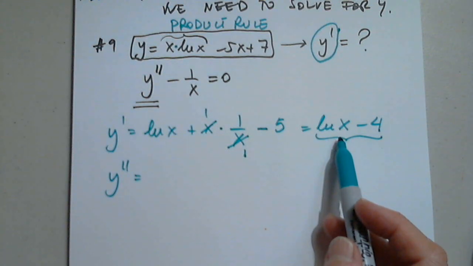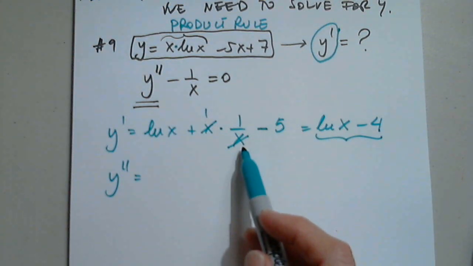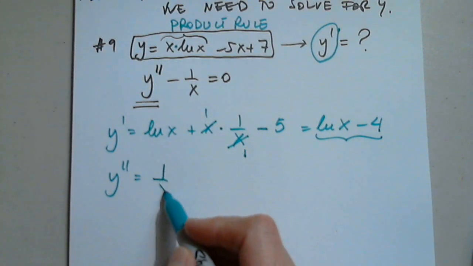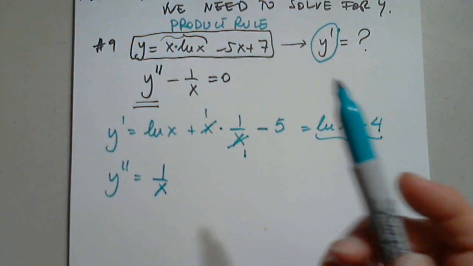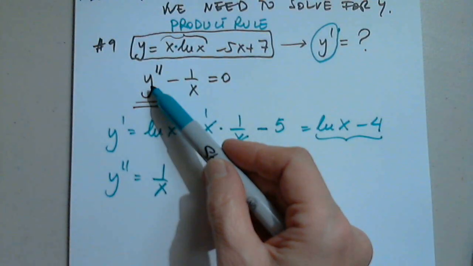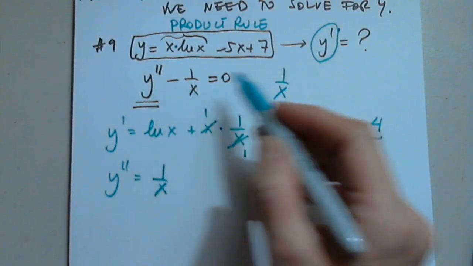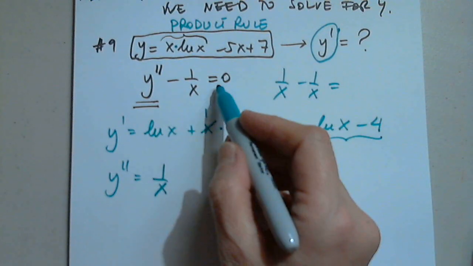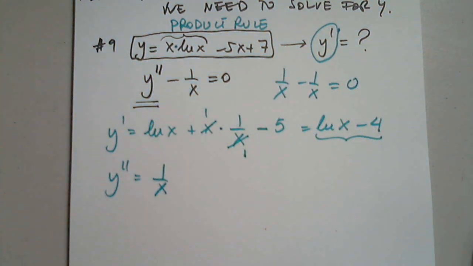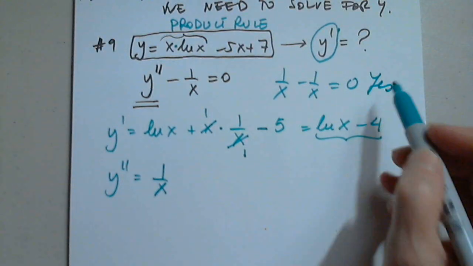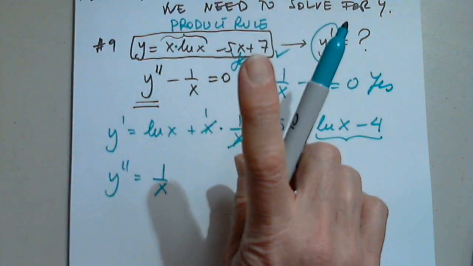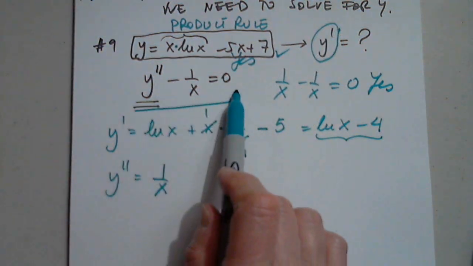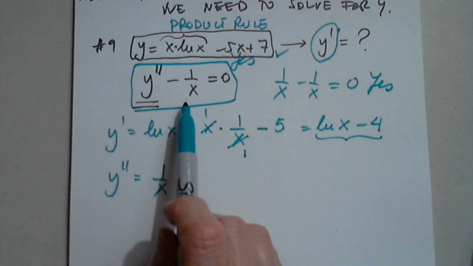Natural log x prime is 1 over x. Negative 4 prime, 0. So now I plug this in. Is 1 over x minus 1 over x 0? Yes. So I will say yes. This function is a solution of the given differential equation.